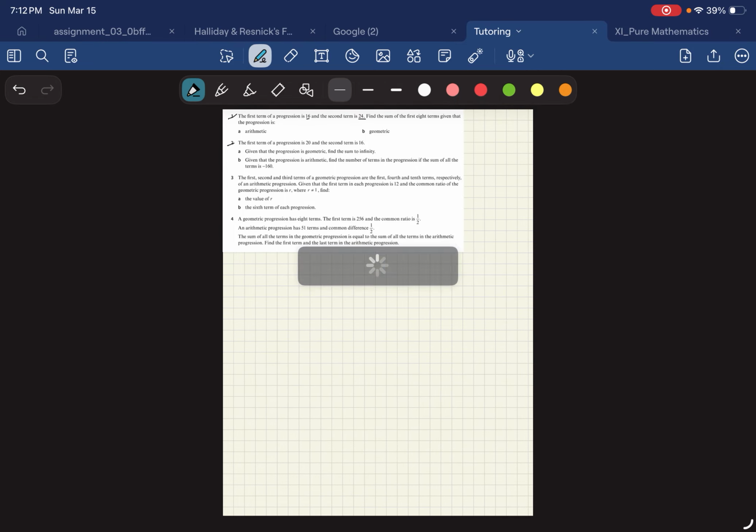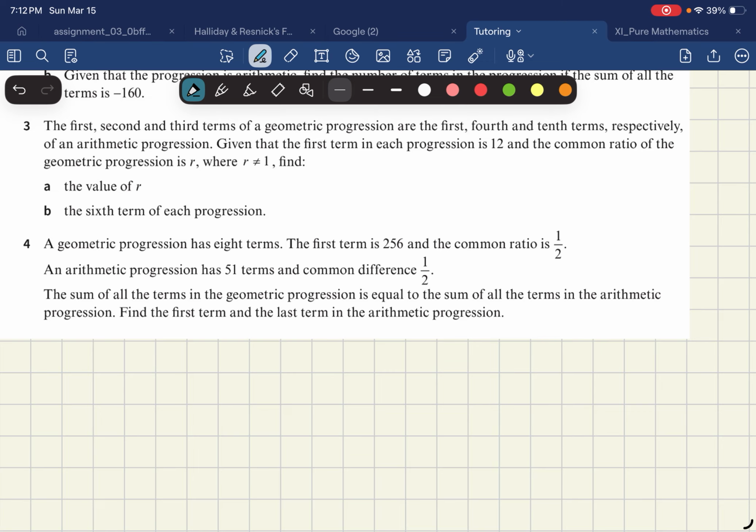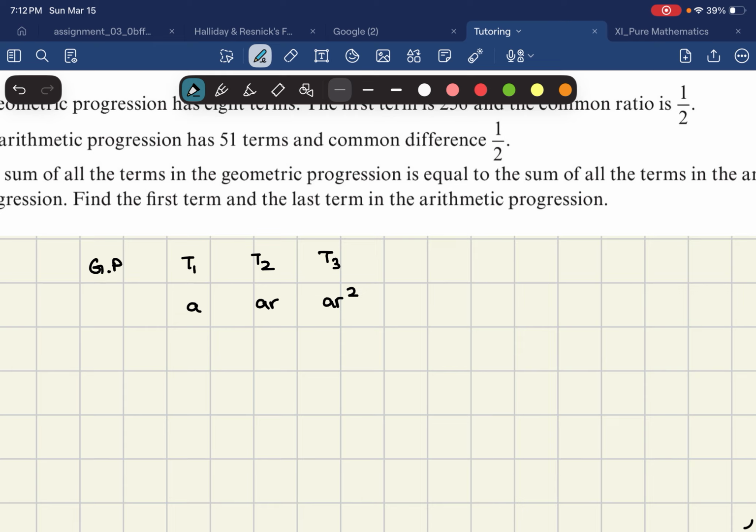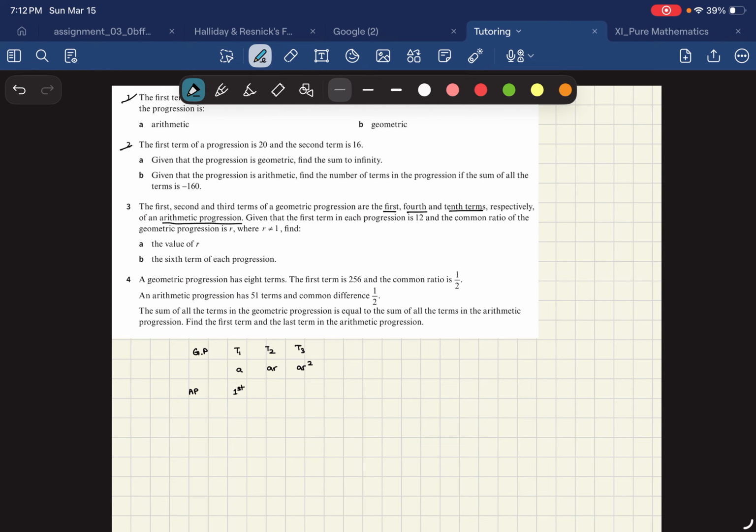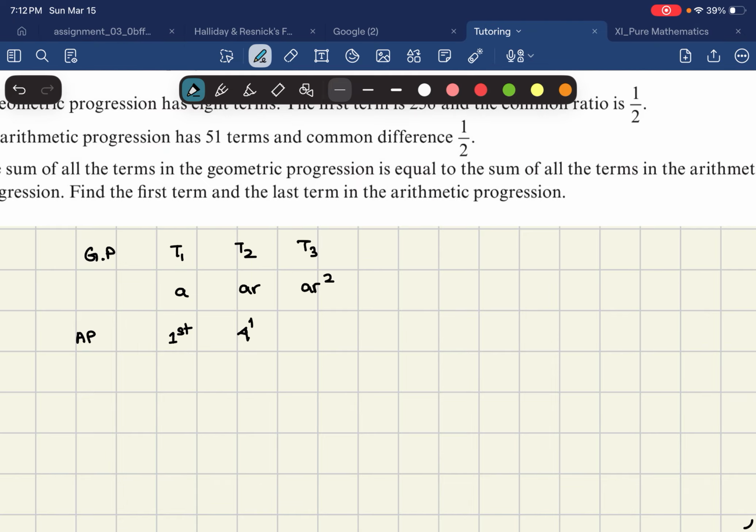Question 3. The first, second, and third term of a geometric progression. So let's say we have a geometric progression and we have t1, t2, t3. And let's just say we start from a, and t2 has to be ar, and t3 has to be ar squared. Are the first, fourth, and 10th terms respectively of an arithmetic progression. So this is the first term in an AP. This is ar is the fourth term, and ar squared is the 10th term of an arithmetic progression.